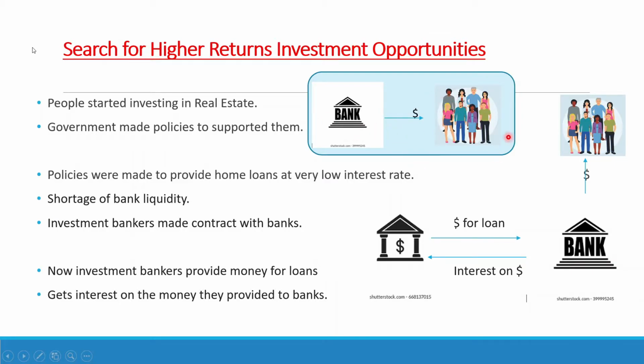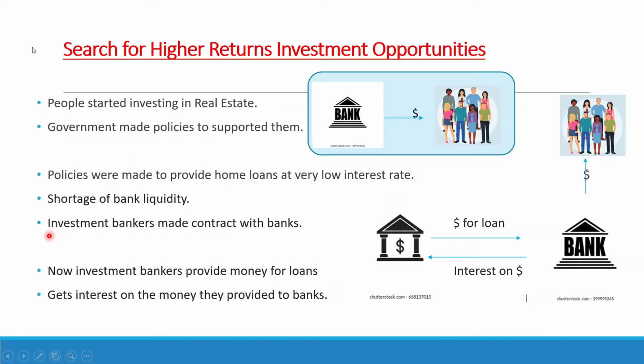So people started taking a very good interest in the real estate business, and took more and more loans. So the bank was running out of cash, that means running out of money, and there was a shortage of bank liquidity. Here liquidity means the money that can flow from a bank to one person or another person, called bank liquidity. Bank liquidity means the bank was running out of money that it could provide to people in the form of loans for investing in real estate.